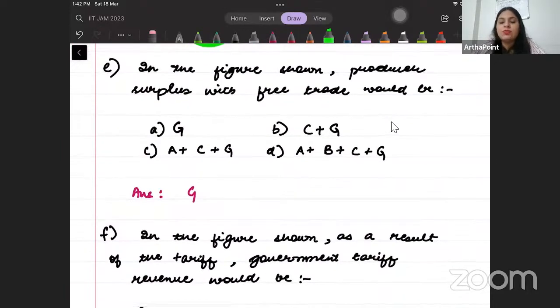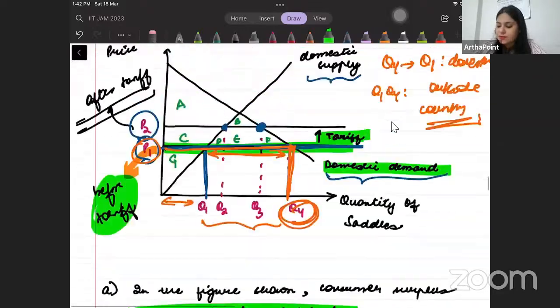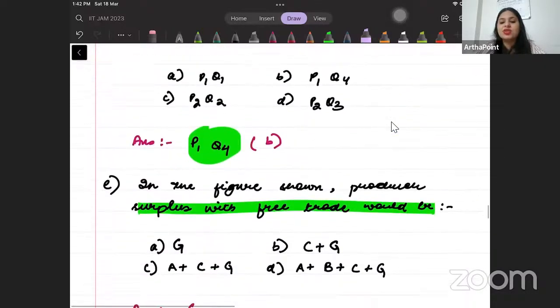In the figure shown, producer surplus with free trade would be. So producer surplus with free trade. Now come back here. I am only interested in domestic producer surplus. Don't bring imports in here, so that's not included. The price before tariff was P1. So the area below the price and above the supply curve is going to be my producer surplus. So the answer is going to be G.